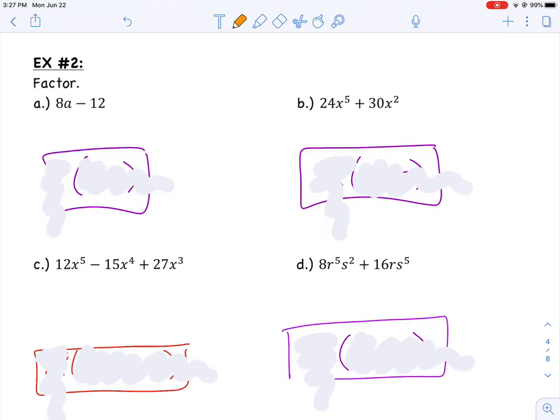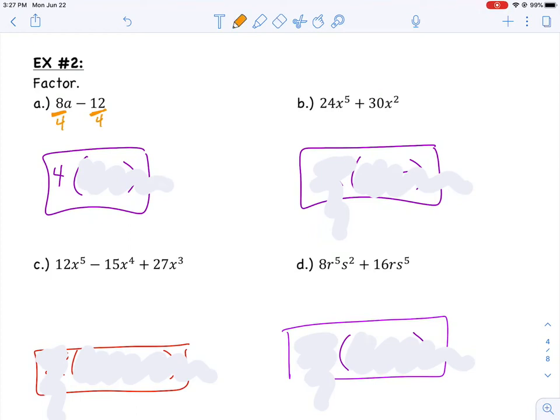In example 2, it's going to ask us to factor. So on example number 2a, number 1, is it in order from your highest exponent to your lowest? It looks like it, right? Step number 2 is we're going to look for a GCF, a greatest common factor of each term. So let's start with the numbers. What number, greatest number, can divide into 8 and 12 at the same time equally? I got 4.